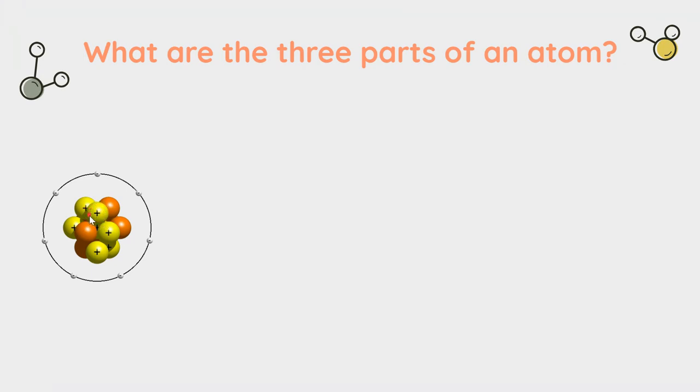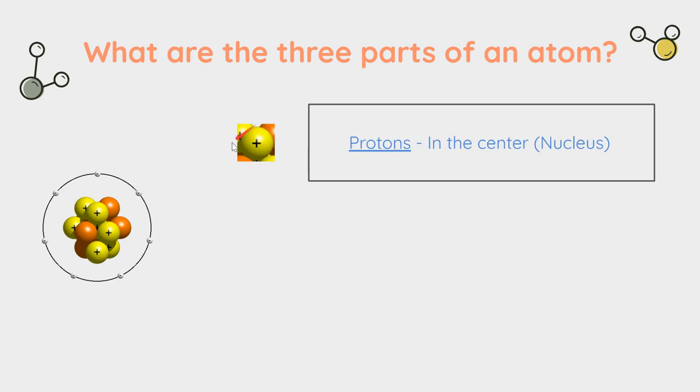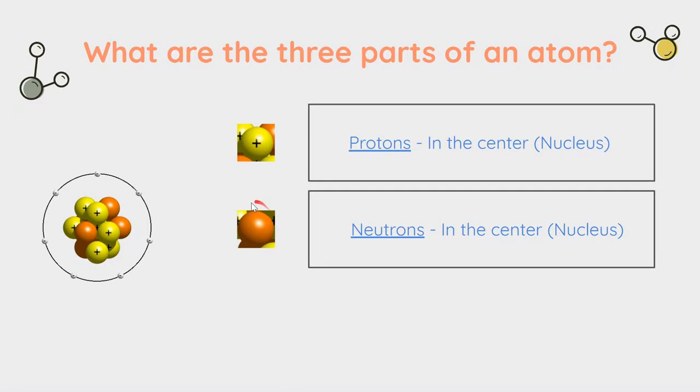Now, these colors don't actually exist. They're just a way for us to visually separate the different pieces. If we first look at the positive yellow spheres, those are our protons, and they're in the center of our atom, which is also called the nucleus. If we instead look at those orange spheres with no positive or negative, they're neutral, these are our neutrons, and they're also in the center of our atom or in the nucleus.